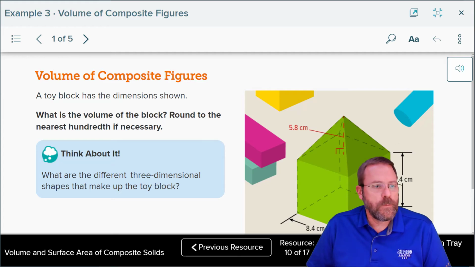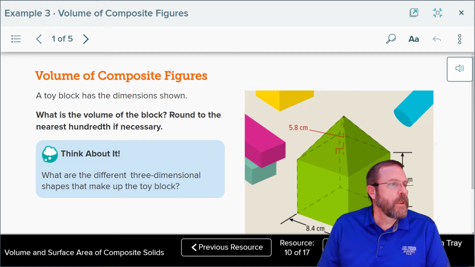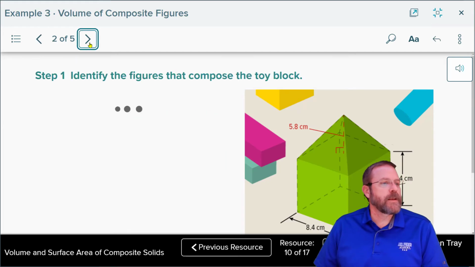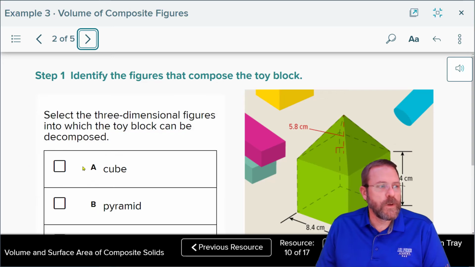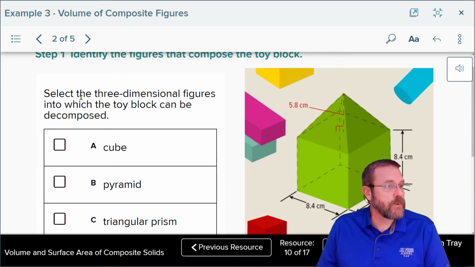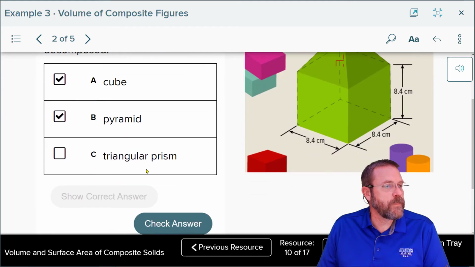You've got what looks like a cube, and on top of that cube you've got a square pyramid, and they want to find the volume of the entire thing. So first thing, we need to break it down and select the three-dimensional figures. So we have a cube and we have a pyramid.